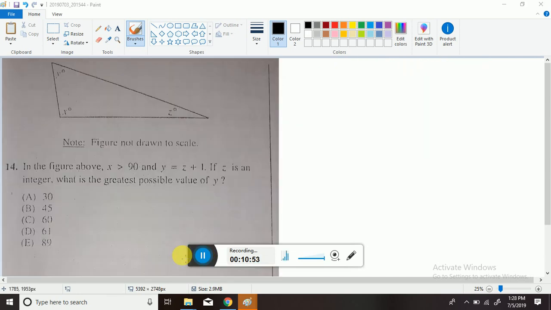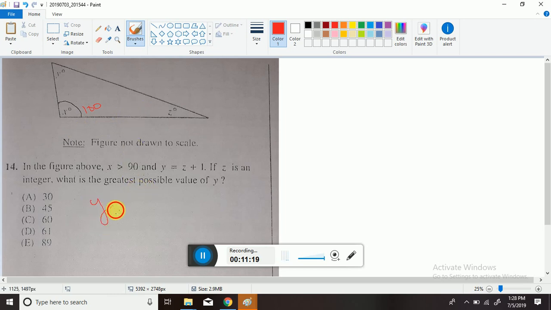Okay, now in this problem, in the figure above, x is greater than 90 degrees. The question has mentioned very clearly that this is greater than 90. Greater than 90 means, let us assume 100. We need to make a very clear example in our brain. So let us suppose that this is 100, for example.